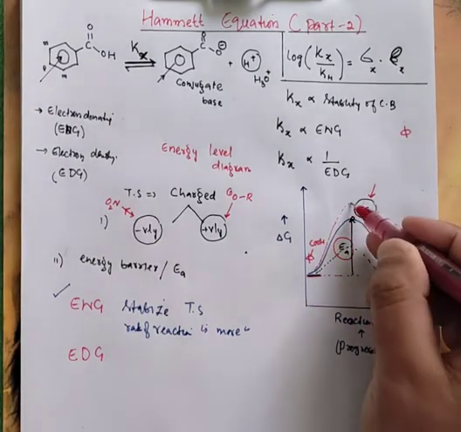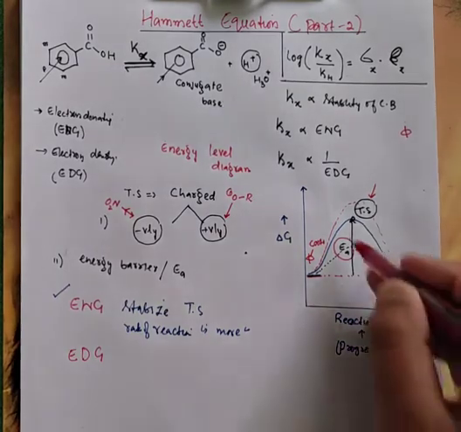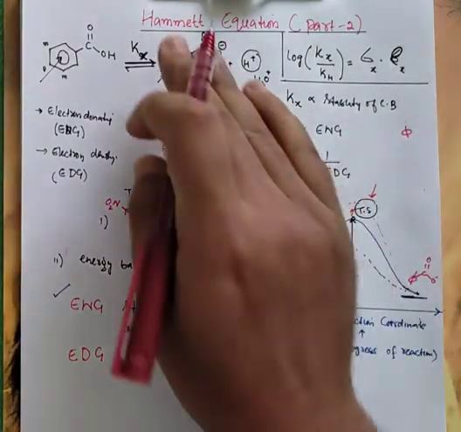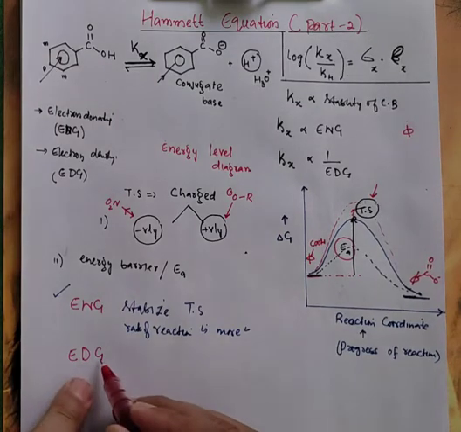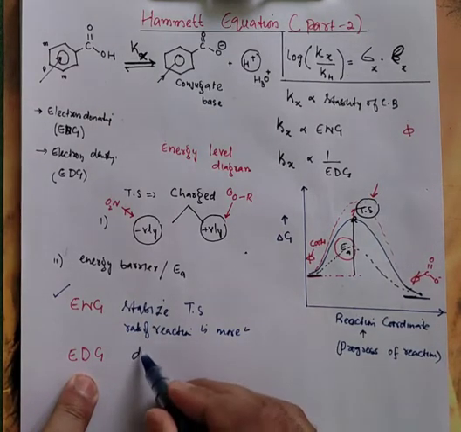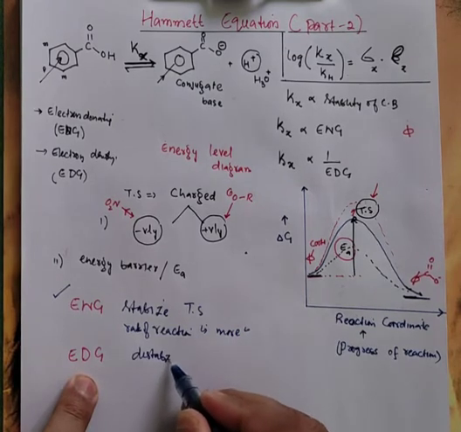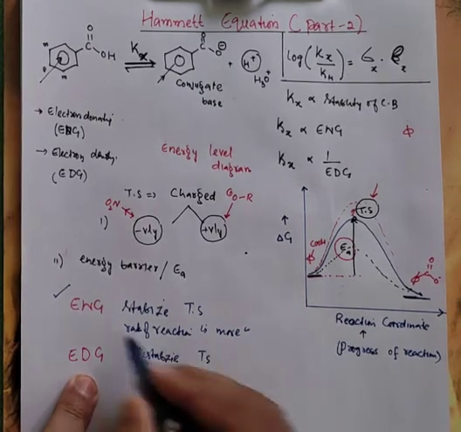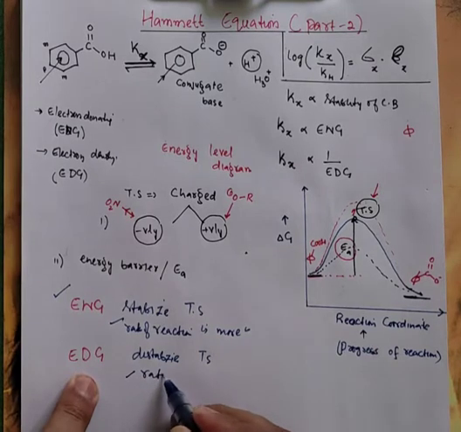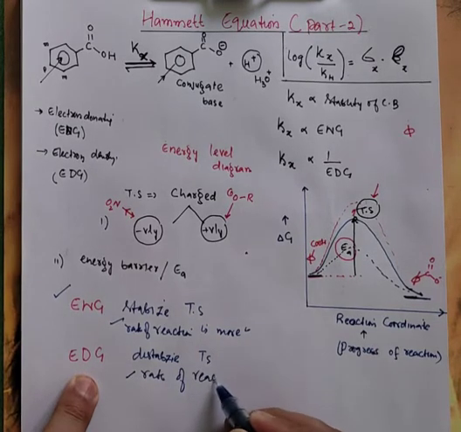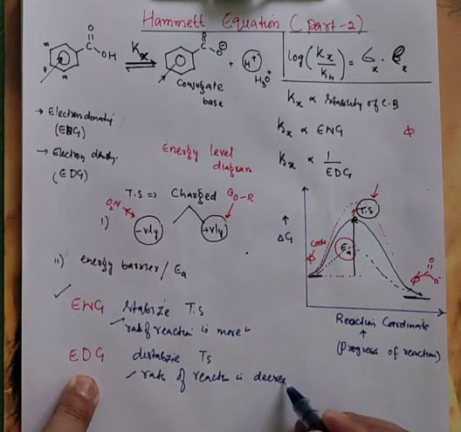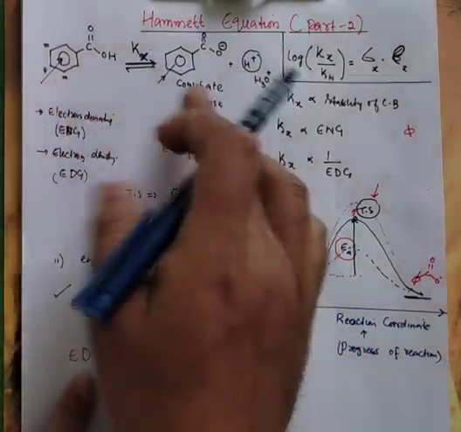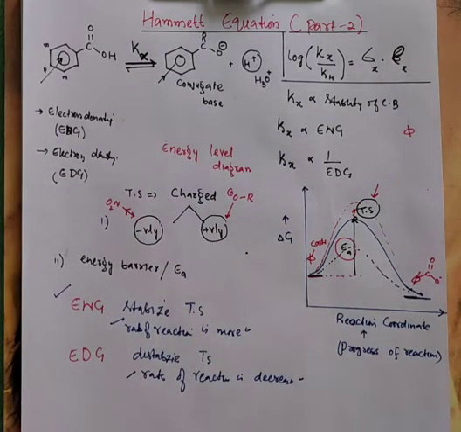Here it can be the opposite: the energy will increase rather than decrease. You see it is increasing because this negative charge is becoming more and more intense due to the electron donating substituents. So electron donating groups will destabilize the transition state. This means the rate of reaction decreases. That in turn means dissociation will decrease, and the acid strength will decrease. I hope up to this point we are clear.